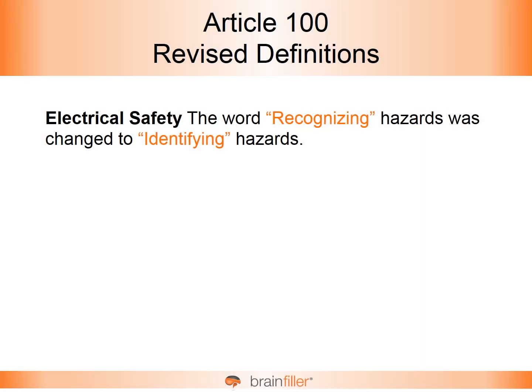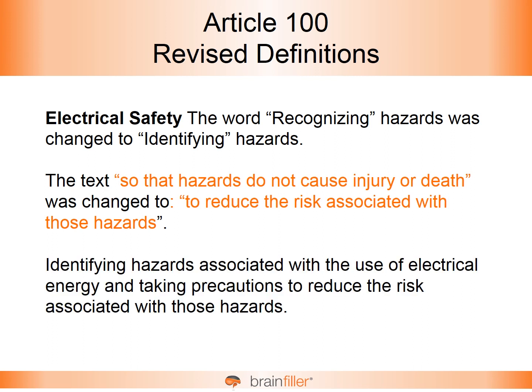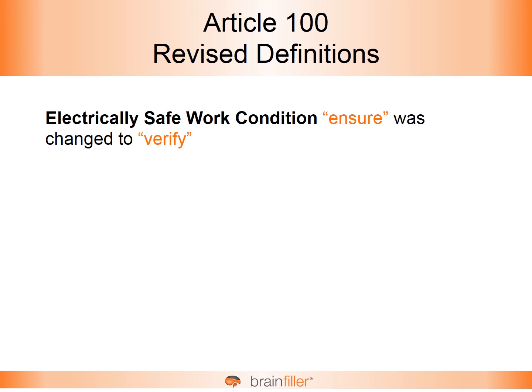The definition for electrical safety was also revised. The word "recognizing" hazards was changed to "identifying" hazards. The text "so that hazards do not cause injury or death" was changed to "reduce the risk associated with those hazards." So: identifying hazards associated with the use of electrical energy and taking precautions to reduce the risk associated with those hazards. The definition of electrically safe work condition has the word "ensure" changed to "verify."